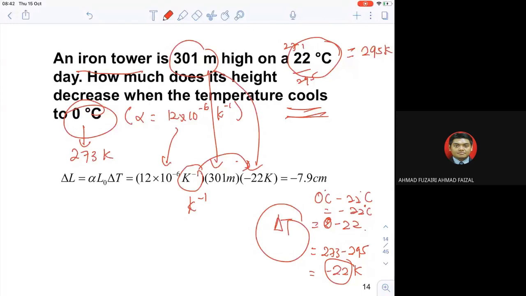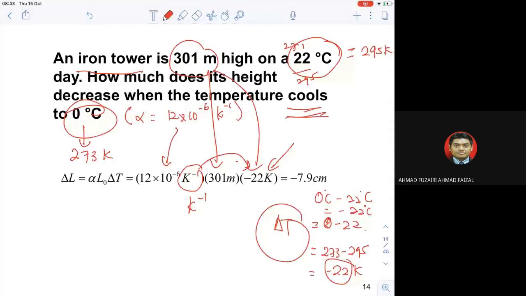Remember, it's just a delta T. So regardless of Kelvin, or if they want to put Fahrenheit, it doesn't matter, because the difference between the values is still the same. The difference in temperature is still the same. That's why we don't bother about the units here, because we don't have to put the K or C inside the calculator. The calculator can only read 0 minus 22, 273 minus 295, just that. So the unit doesn't matter, because it still gives you negative 22.